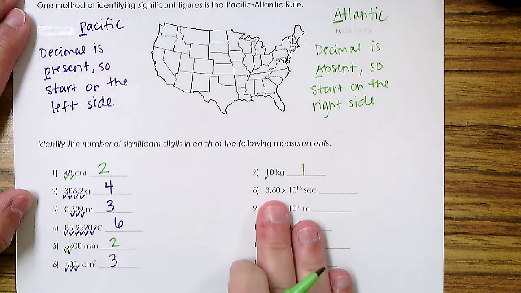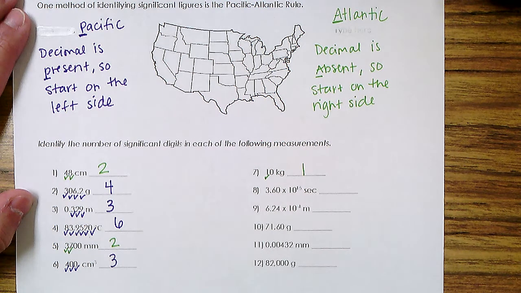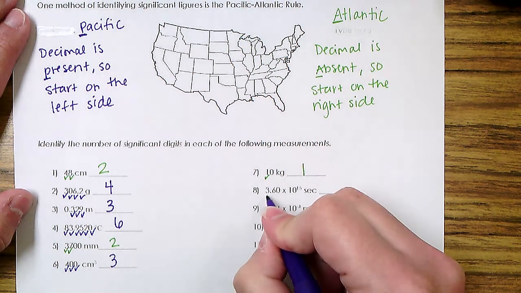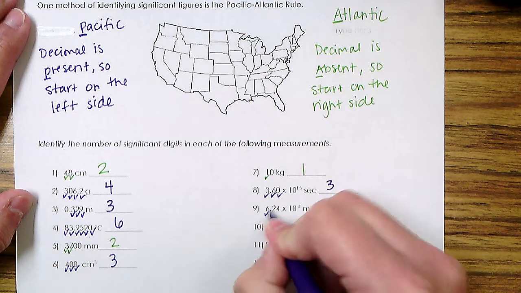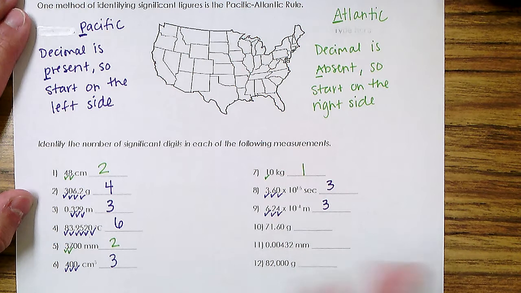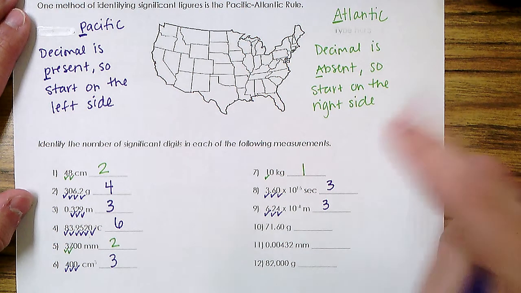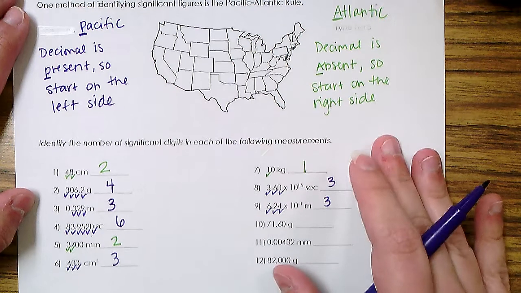Now, with scientific notation, anything in front of that 10 is significant. You can still follow the rule of Pacific Atlantic and say, yes, a decimal is present. Go to your first non-zero number. 1, 2, 3. 1, 2, 3. The times 10 matters as far as the number itself, but it does not play into significant figures. This is part of why scientific notation is used in science, and we're going to talk a little bit more about that in another video.